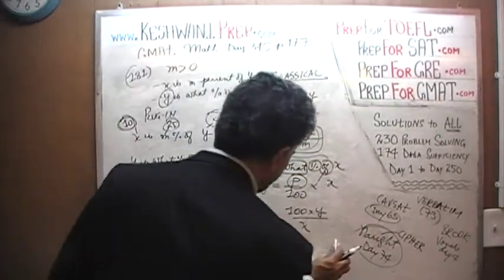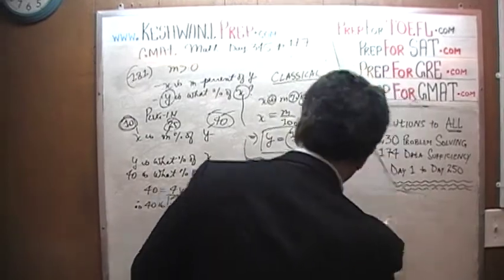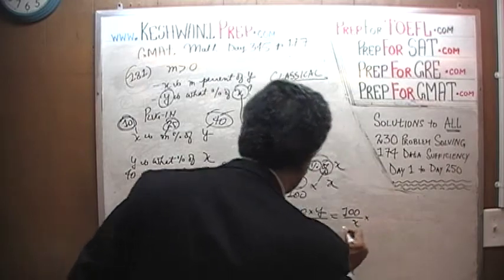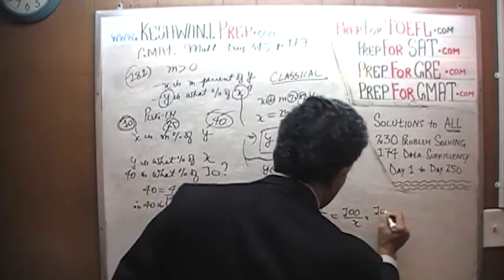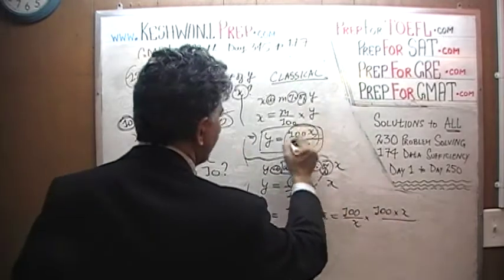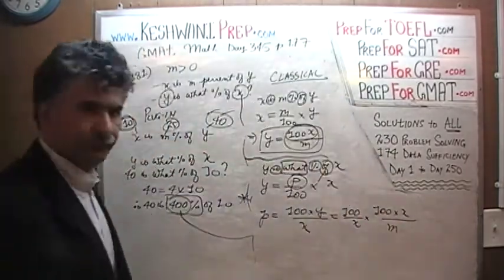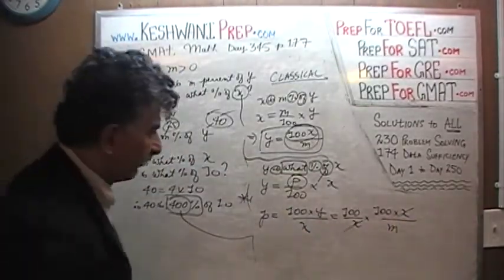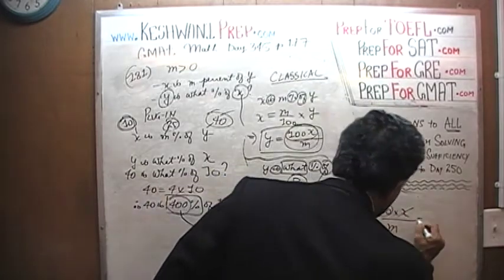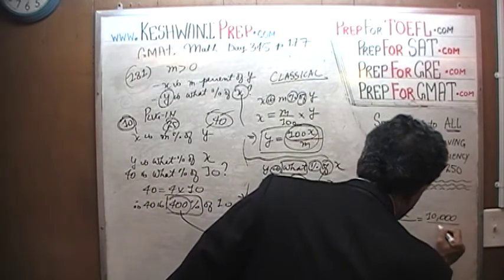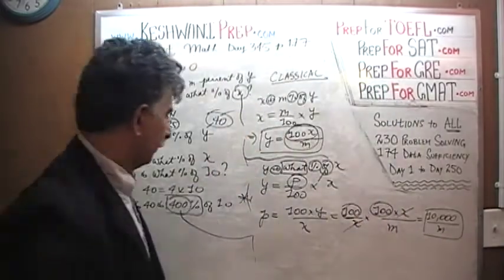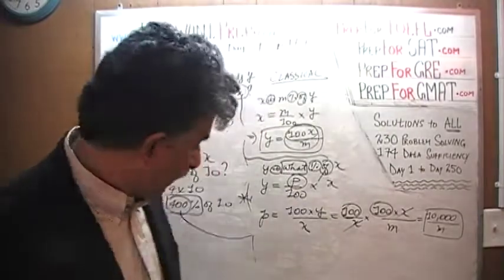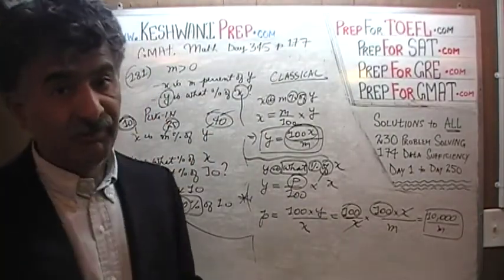We need the room, so we're going to have to erase all of this. And that is the same as 100 over x times y, which is 100 times x over m. You see what's going on? x drops out, and we end up with the same answer as before, which is 100 times 100, 10,000 over m, which is the exact same answer that we found to be the right answer when we plugged in numbers.